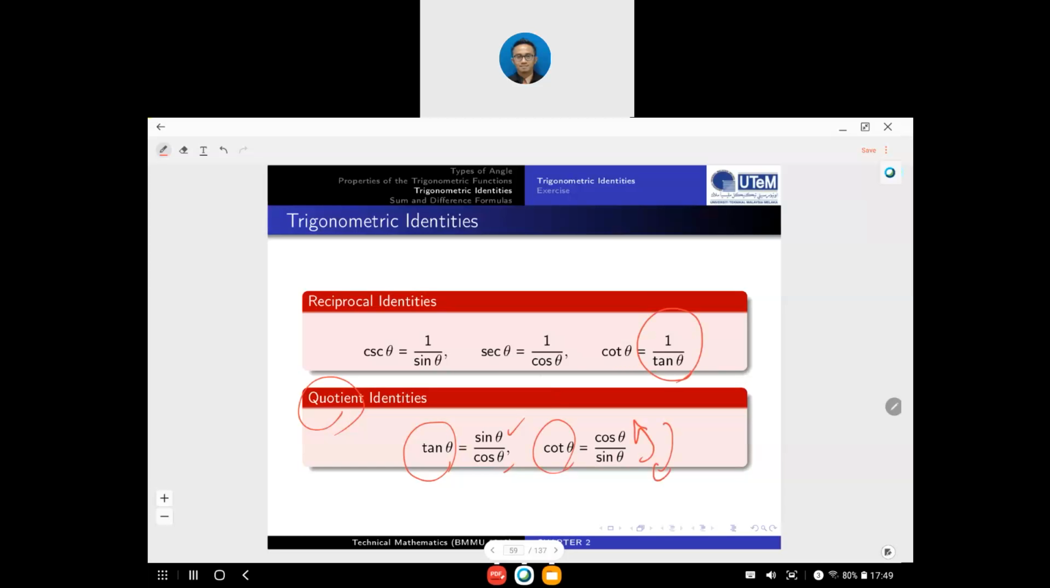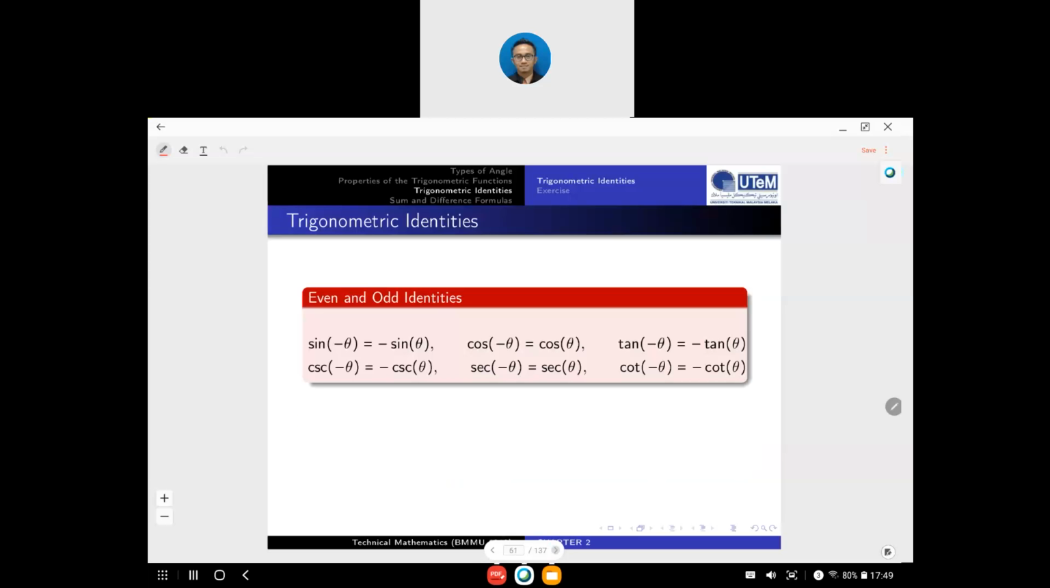Next, we have even and odd. Even and odd kita dah tengok tadi, which is sine negative theta is equal to negative sine theta. Yang cos and secant only, kalau dia ada negatif kat dalam, kat luar dia tak ada apa-apa, dia positif. Yang lain semua dia kena follow. Kalau kat dalam ada negatif, kat luar akan keluar negatif, when you convert to positive and negative. So this one is even and odd identities.